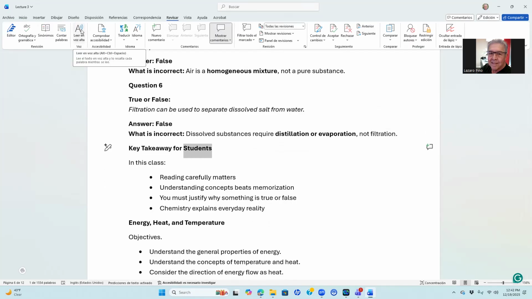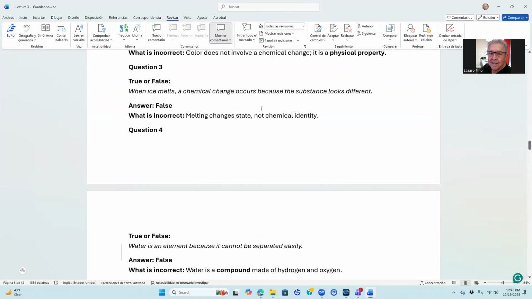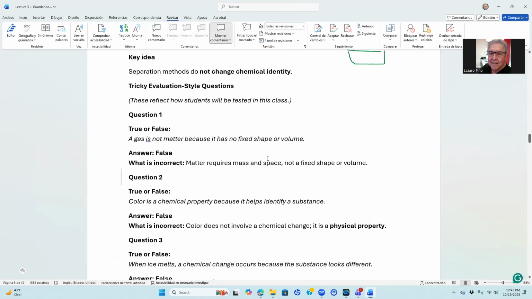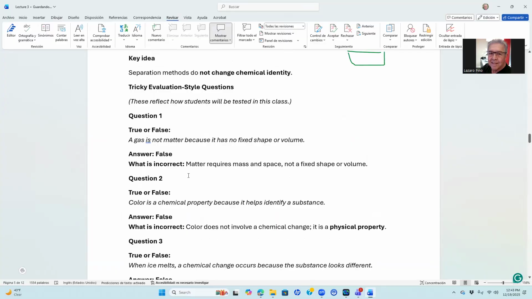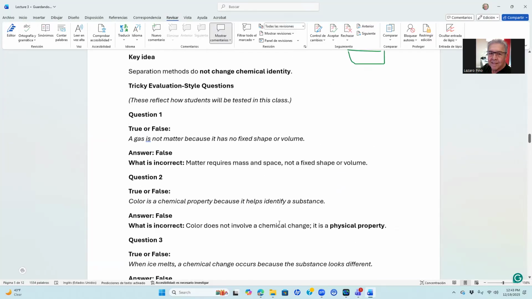Key takeaway for students. In this class, reading carefully matters. Understanding concepts beats memorization. You must justify why something is true or false. Chemistry explains everyday reality. Okay, I want only to stop on this question that is about the colors. There was a question that asked you about if color is a physical or a chemical property.